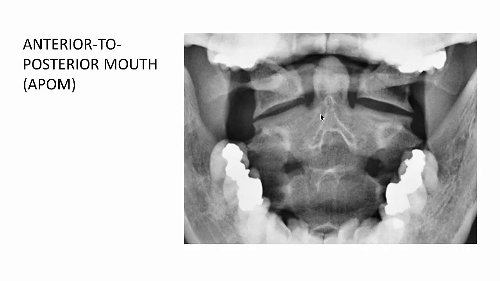Okay, remember I told you that we would be able to see C1 and C2 through a view called an A to P open mouth. So guess what this is. This is an A to P open mouth. So let's look at the parts. Let's do a hard one.